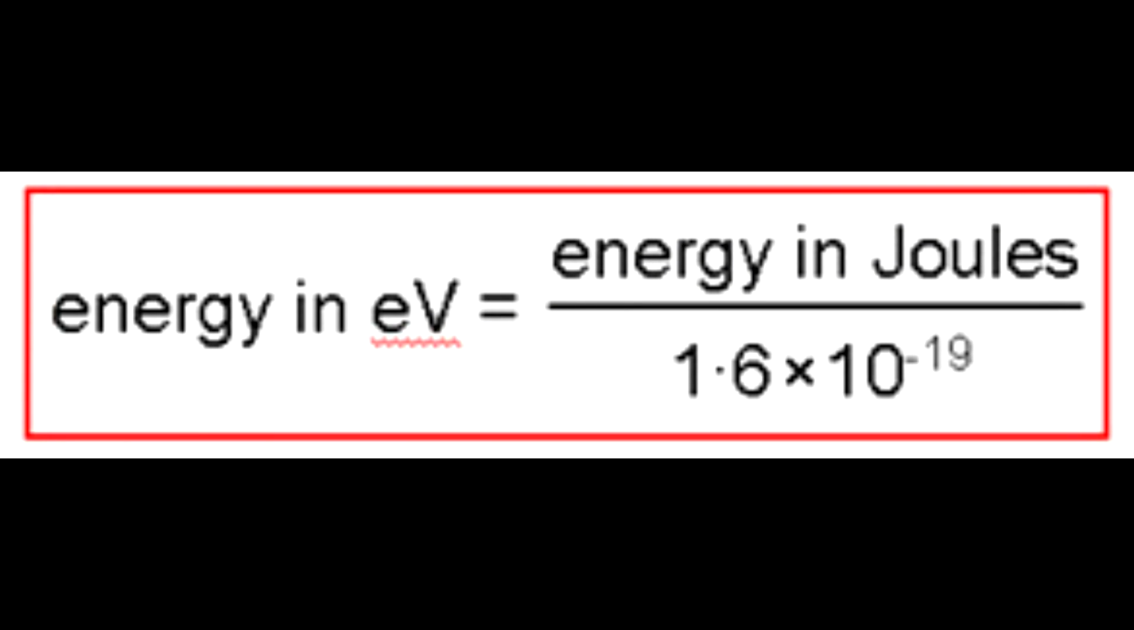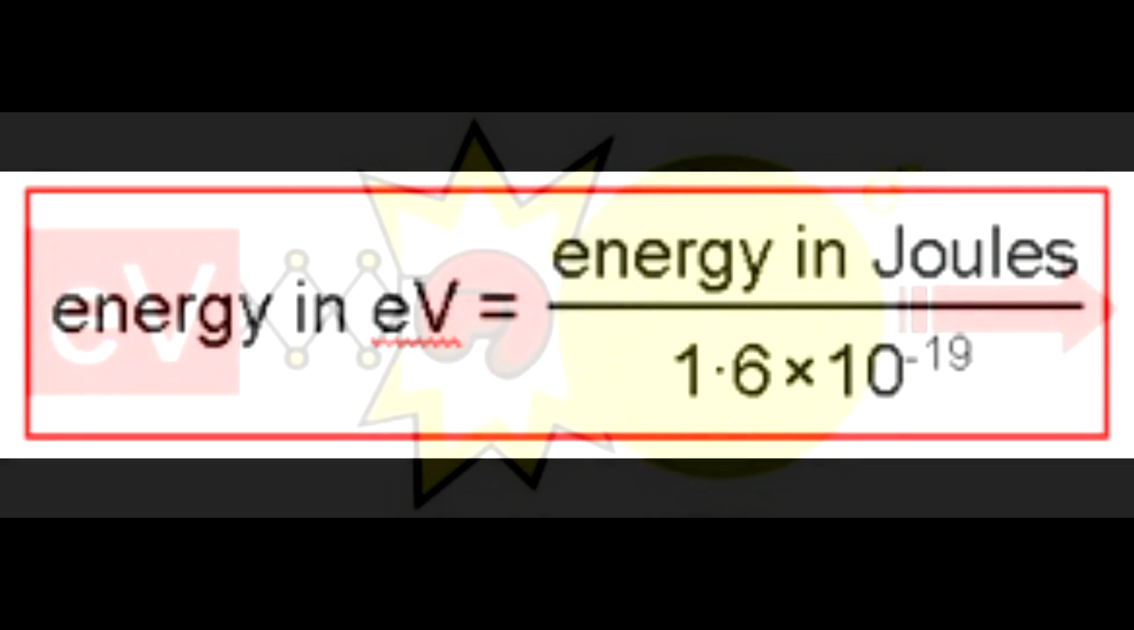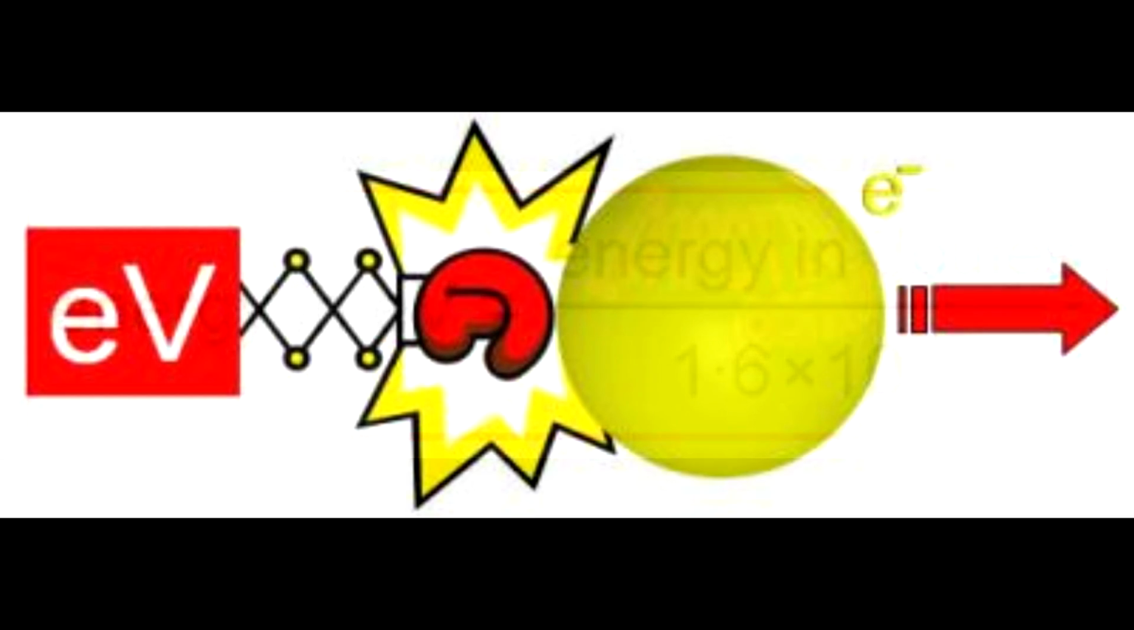To work out the electron volt, you divide energy by the electron charge, and to turn electron volts to joules, you times electron charge by the energy. The electron volt is the kinetic energy gained by an electron after being accelerated through a potential difference of 1 volt.